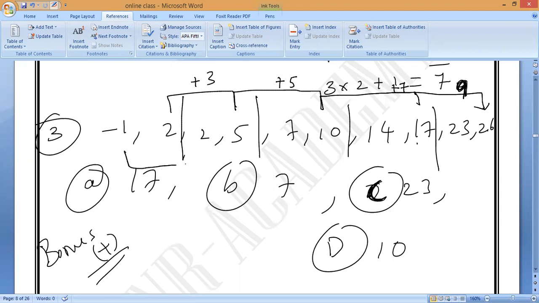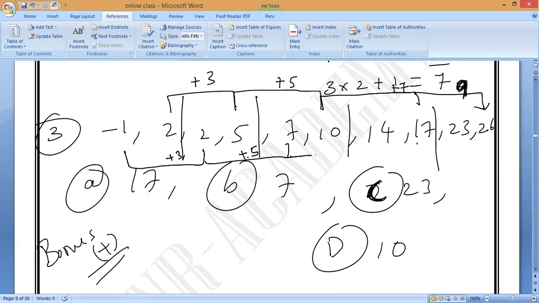So -1 becomes 2. How much do we have to add? Plus 3. Is it true or not? True. Next, because -1, 0, 1, 2. Correct or not? Now 2 becomes 7. How much is it? Plus 5. 7.